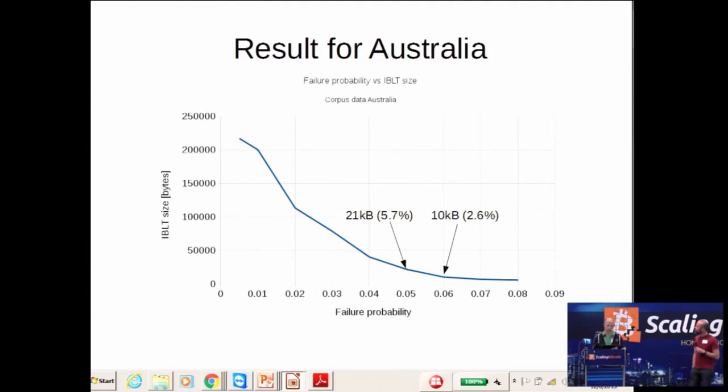And further, if we use an IBLT of 10 kilobytes, that's 2.6% of the average block size, we can successfully transmit 94% of the blocks to Australia. This is, of course, a stupid solution where we use a fixed-sized IBLT across all block transfers. Rusty will tell you more later about dynamic IBLT sizing and further improve on that.